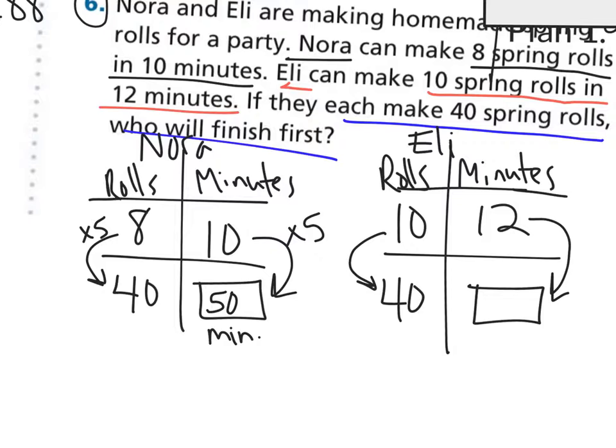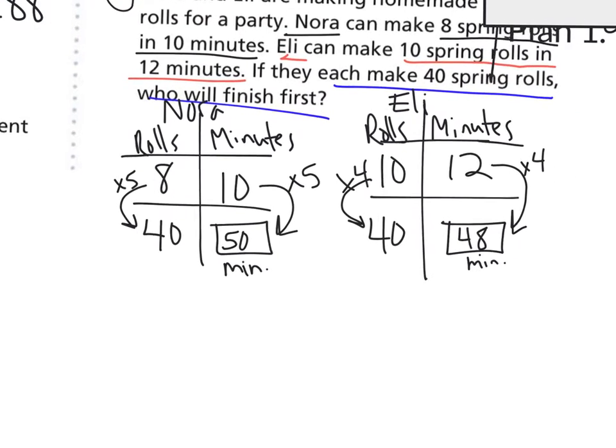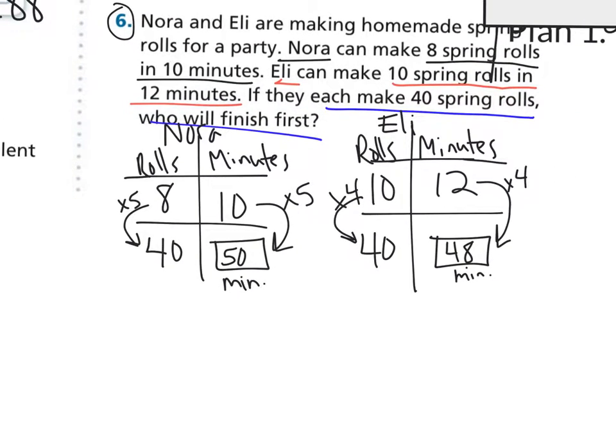For Eli, going from 10 to 40, it's 4 times as many rolls. It's going to take 4 times as long. So 12 times 4, that would take 48 minutes. And so the one took 50 minutes, the other one took 48 minutes. And so we can see that Eli would finish 2 minutes faster.